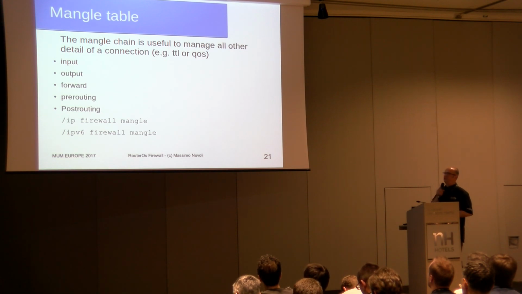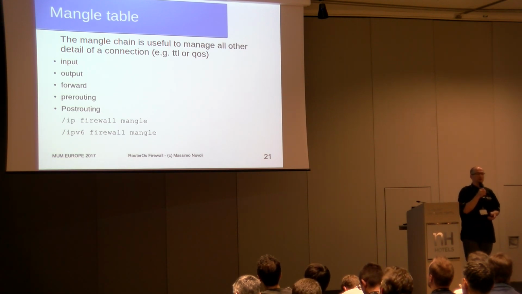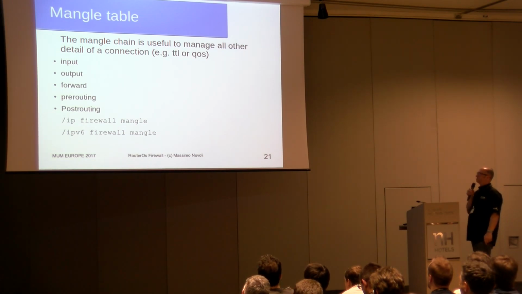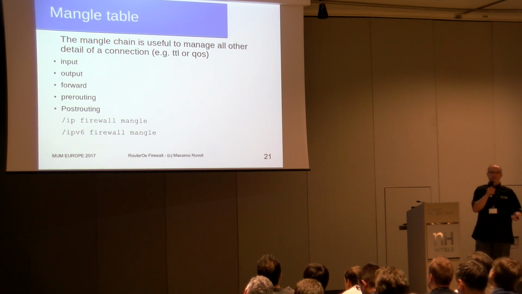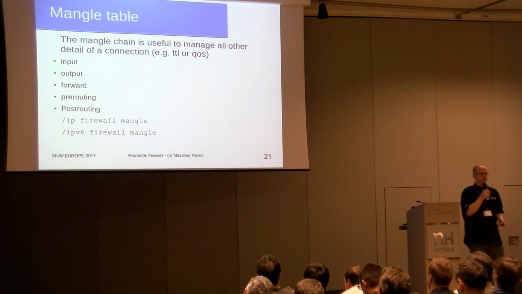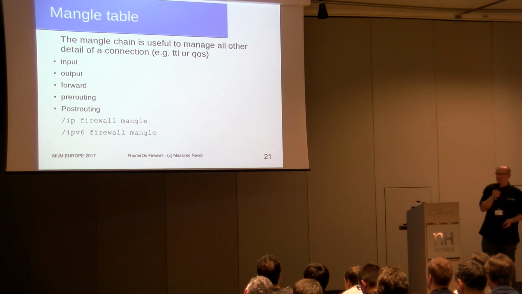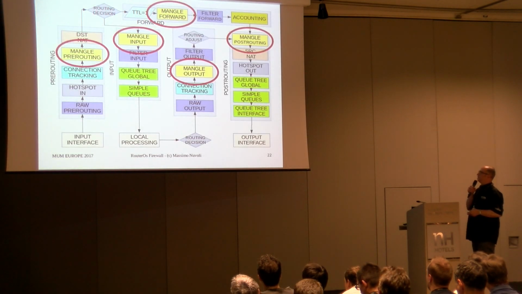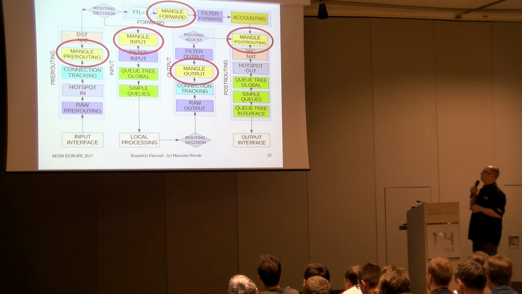Then there is the most complex thing in RouterOS: mangle. In the mangle chain is done everything else that we don't do in the filter or in NAT. We can change, I think, everything of a packet. And this is the most pervasive also. We have mangle here in the pre-routing, in the mangle input, forward, output, and the post-routing.